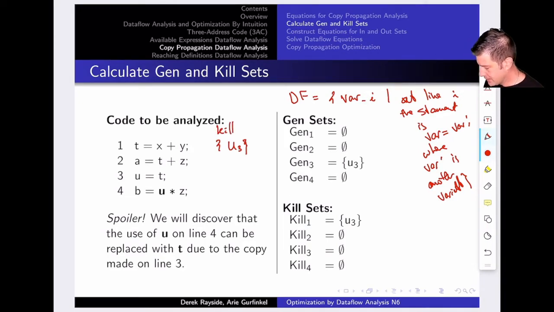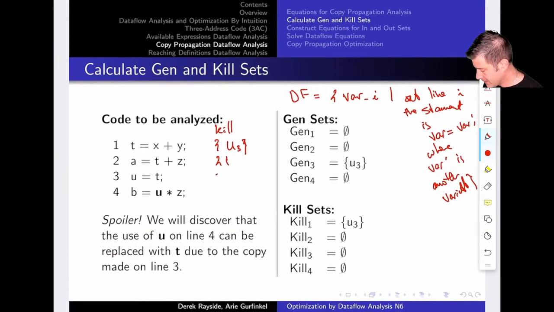Here the kill set is empty. Why? Because we're assigning A and we have no copies with A. Nowhere do we say something equals A, so it's empty. Here, this is empty because we have no copies with u. We don't ever say something equals u. And this is empty. We never say something equals b.